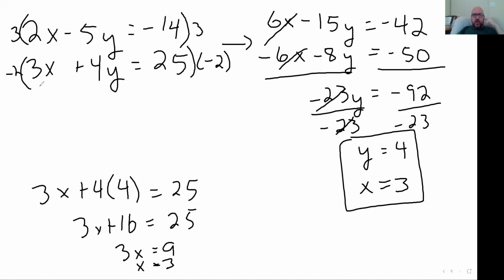The number you want to turn the coefficients into is the least common multiple of the coefficients. And I know that was a little bit complicated, but the smallest number that both 2 and 3 go into is 6. So I wanted to turn them both into 6. One positive, one negative. Doesn't matter which one's negative, make it either one. And then once you do that, you add the equations together, of course, and you go from there. But that's how you can tell what you want to turn these into. It's the least common multiple.